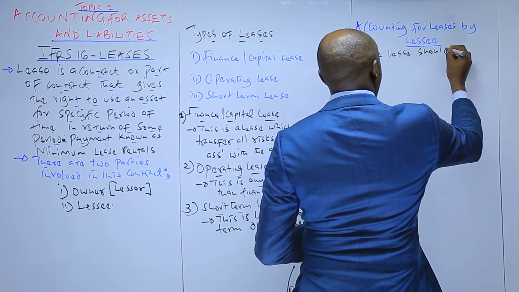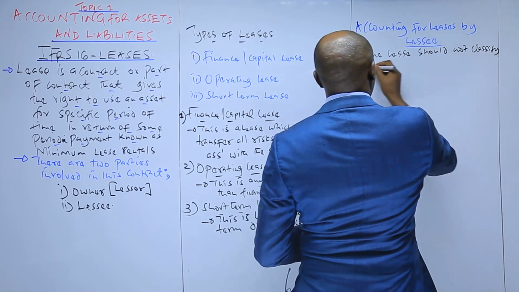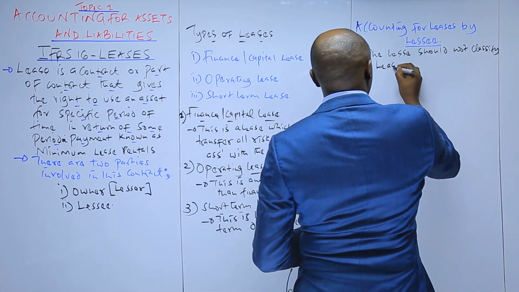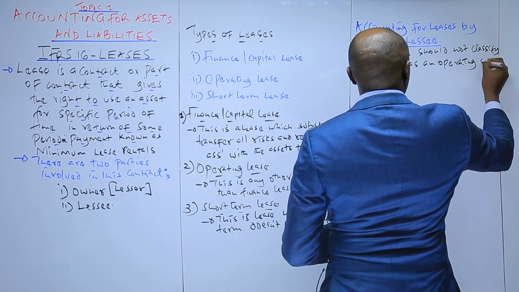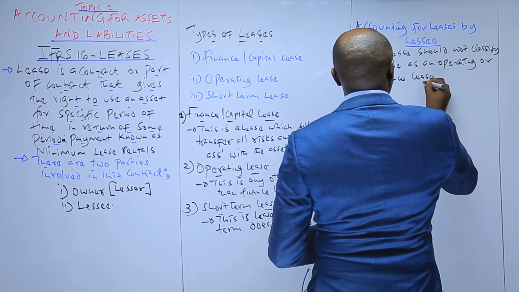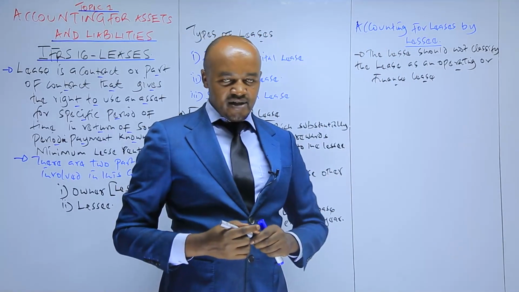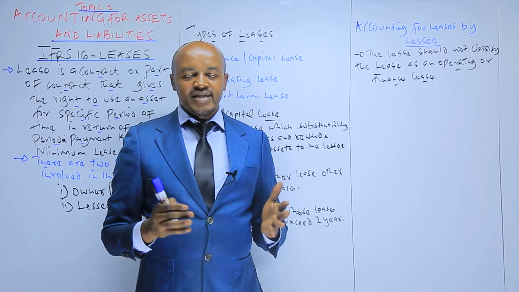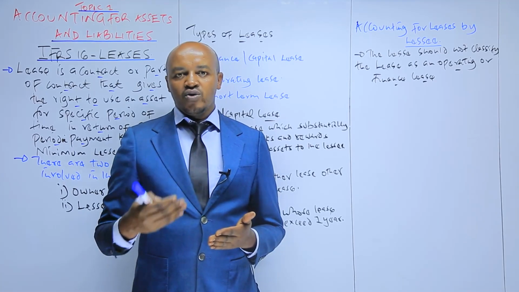So that is the first important point, that the lessee should not classify a lease contract as an operating or the finance lease. Basically, this is a requirement of IFRS 16. It is also important to note at this point that IFRS 16 is a new standard which was issued to replace the old standard on leases.